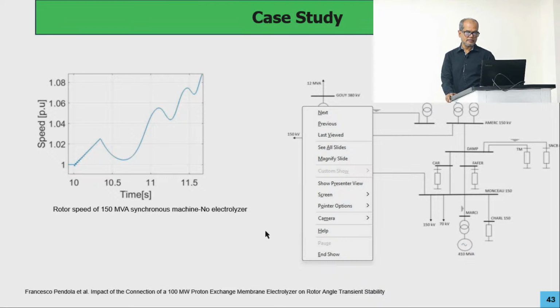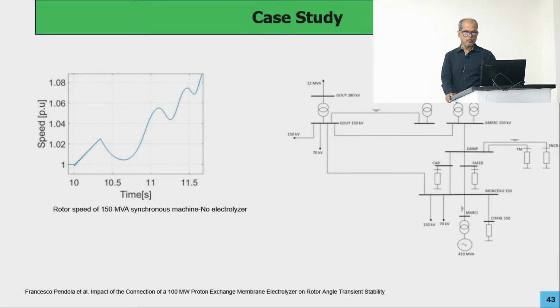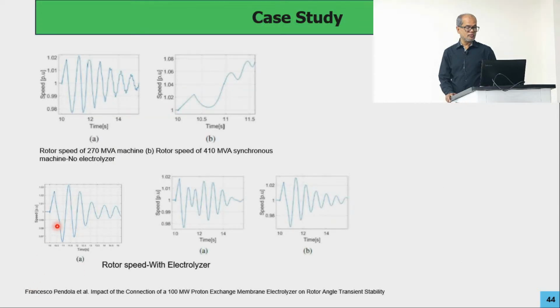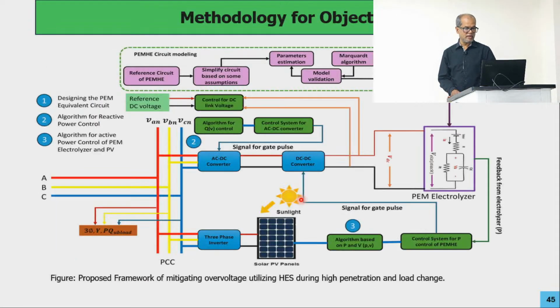Here you can see that you have three generators, and one electrolyzer is close to one of them. What happened when there is a fault is that this generator becomes unstable. This electrolyzer is meant to bring it back to stability, but it could not remove the frequency oscillation from the system. What it means is that you need additional control with the electrolyzer. Only the electrolyzer is not enough to remove all the problems that you might have in the system.